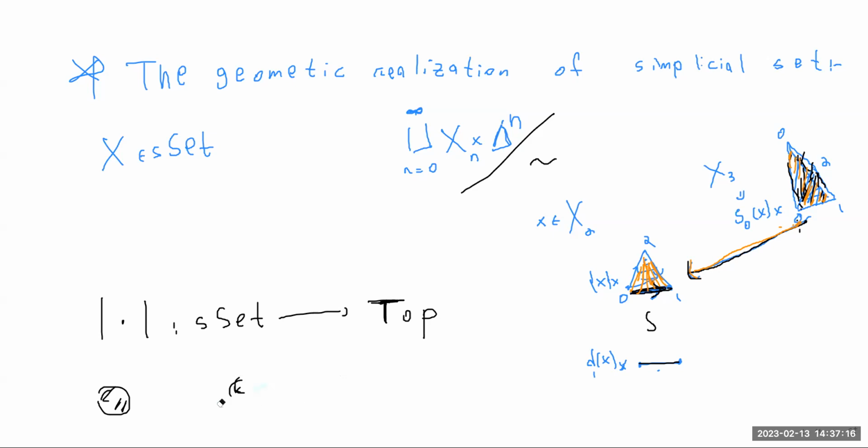So the realization of every simplicial set is a CW complex.